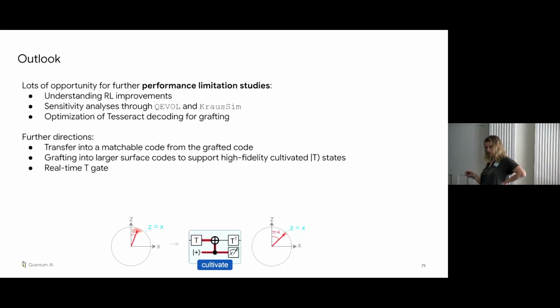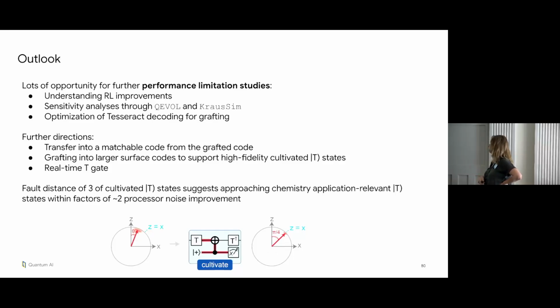We need to stay in that grafted code for roughly d rounds of the final distance of the code that you're in. But ultimately, we want to switch to a matchable code, and that's done with a slightly different circuit. It's discussed in the cultivation theory proposal. We need to do that step as well at some point. And grafting into larger codes to support the high fidelity nature of the T-states. Eventually run a real-time T-gate, of course.